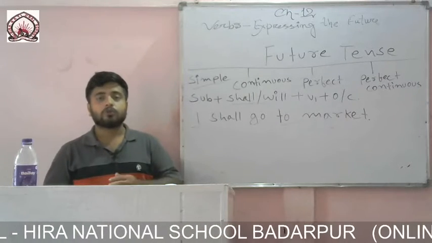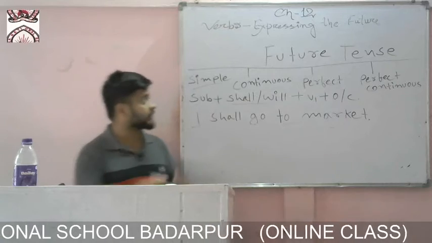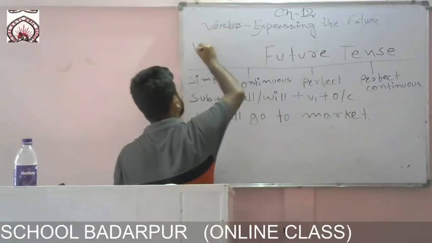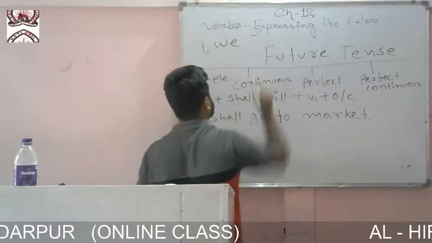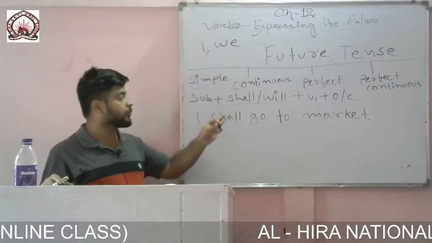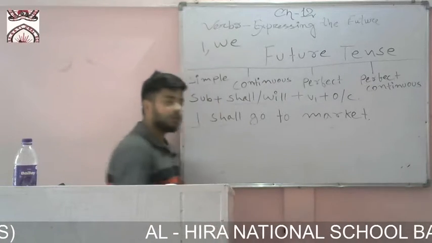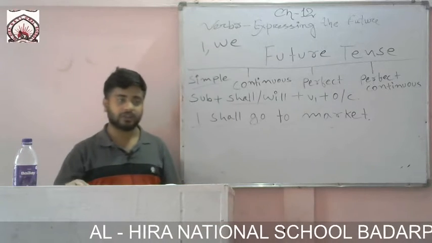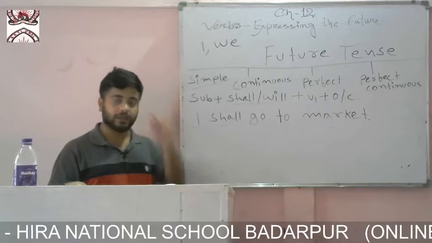Now, with first person singular and plural, that is, I and we, we are to use shall. I shall, we shall. And with the rest, we are to use will. He will, she will, they will.